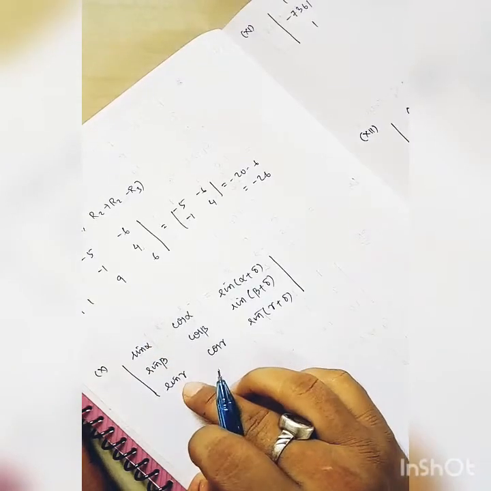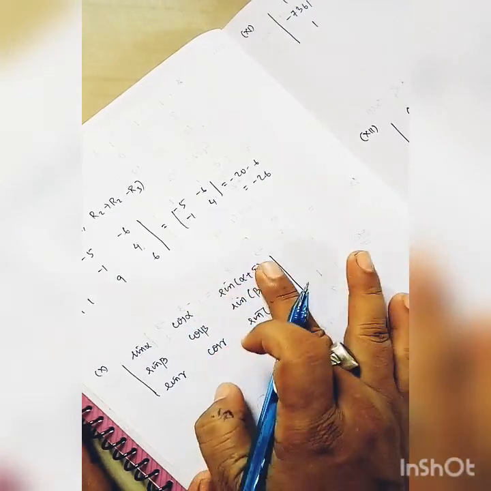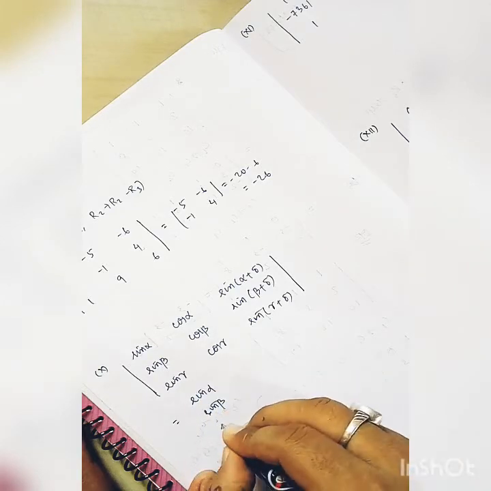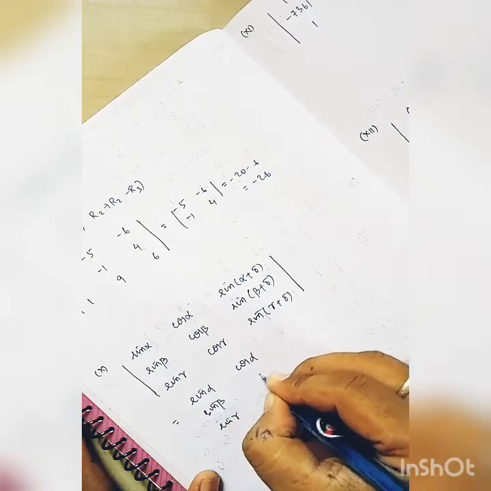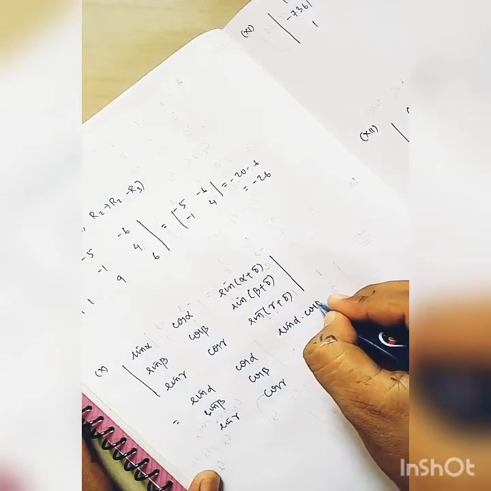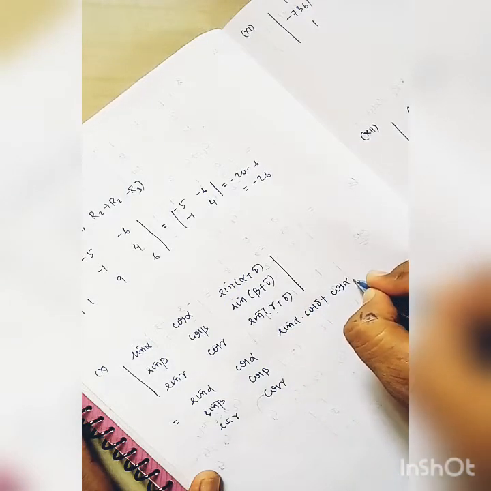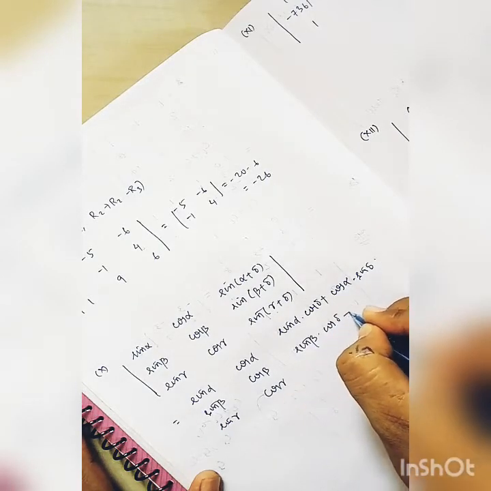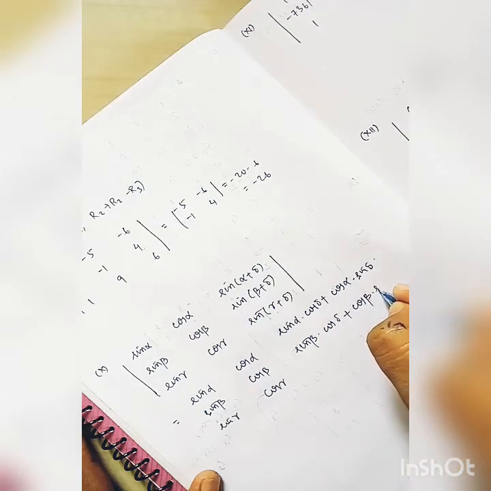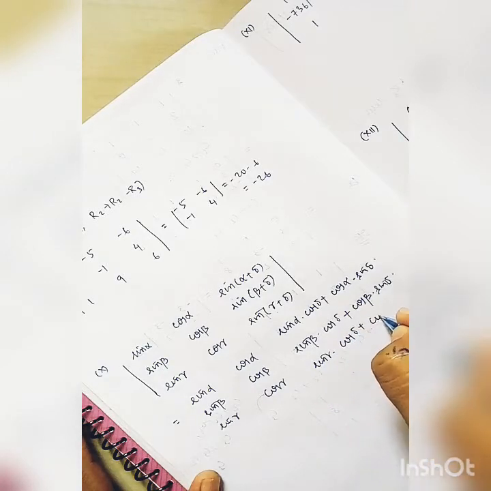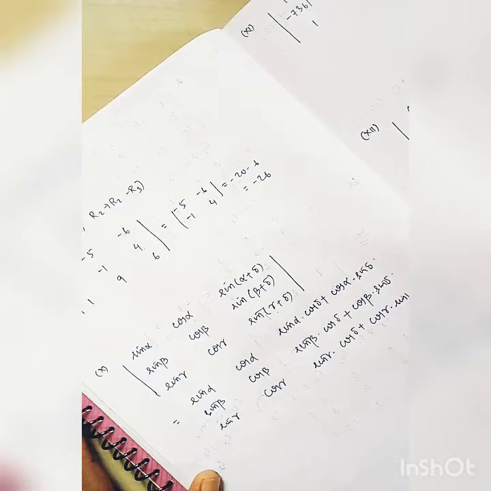Suppose you want to evaluate this determinant: sin alpha, sin beta, sin gamma, cos alpha, cos beta, cos gamma, and the third row is sin(alpha plus delta). We can write the third row as sin alpha cos delta plus cos alpha sin delta, again sin beta cos delta plus cos beta sin delta. Similarly, sin gamma cos delta plus cos gamma sin delta.